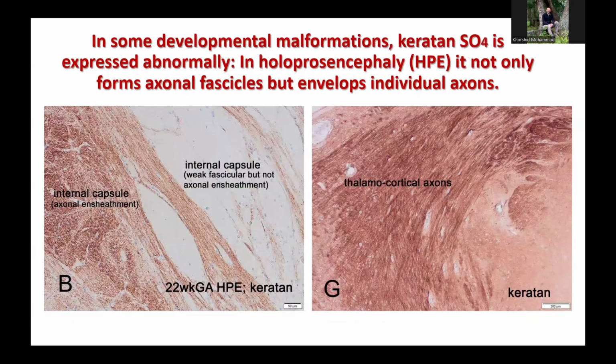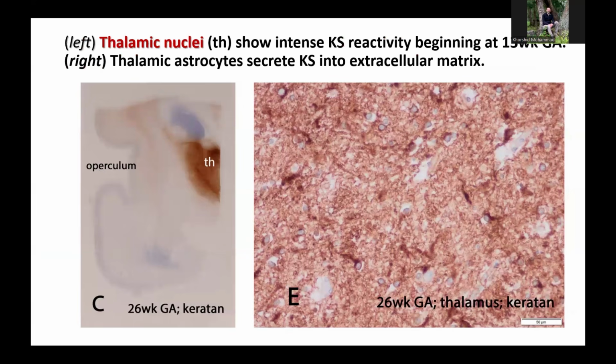And in some malformations, such as holoprosencephaly, for example, not only are the fascicles formed, but the keratan sulfate seems to envelop each individual axon as well, which may affect its epileptogenesis, because it can stabilize the membrane then and prevent action potentials from being propagated and depolarization of the membrane. It's also very prominent in certain other structures in the brain.